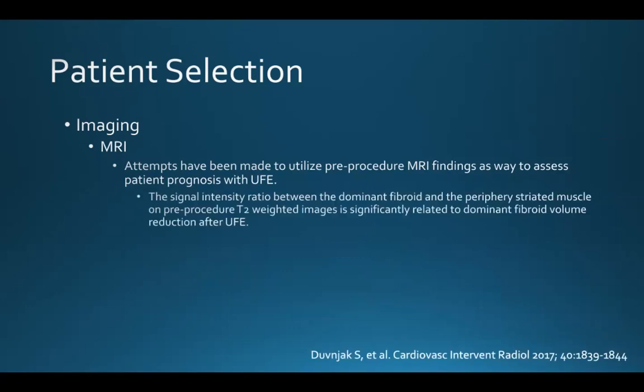Attempts have been made to use the findings on a pre-procedure MRI to assess patient prognosis after fibroid embolization. For example, the signal intensity ratio between the dominant fibroid and surrounding striated muscle on pre-procedure T2-weighted images has been shown to be significantly related to dominant fibroid volume reduction after fibroid embolization.